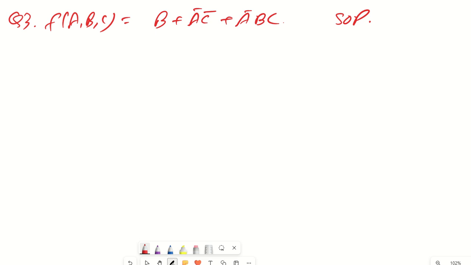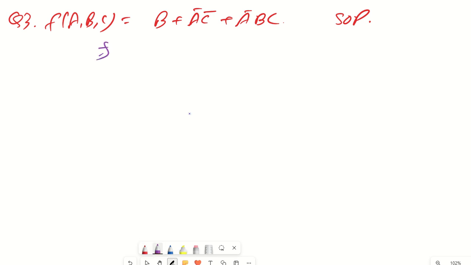Question 3 is function of a b c is equal to b plus a bar c bar plus a bar b c. So this is nothing but SOP form. Whenever it is summation of product, try to take out min terms, and whenever it is product of sum, try to take out max term expression, and then you can convert it to other forms. Quickly, what is the method that we have to do?